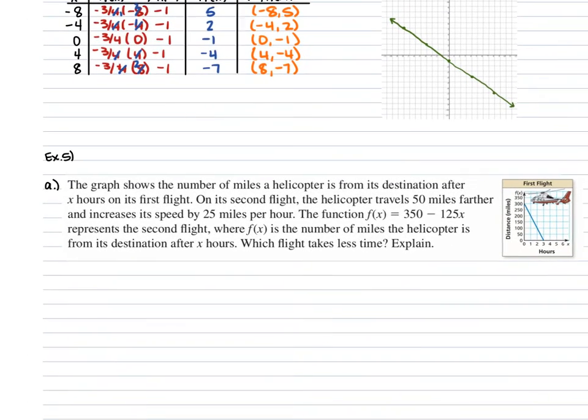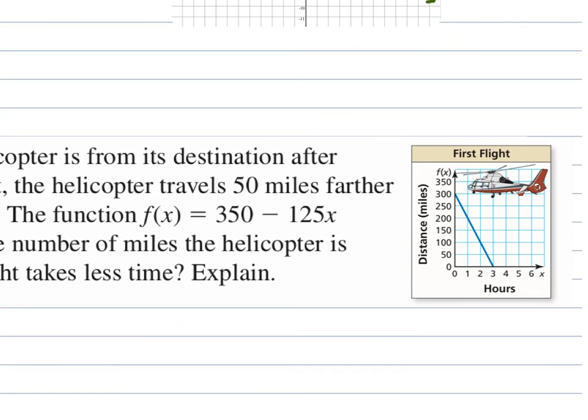For example 5a, it tells us that the graph shows the number of miles a helicopter is from its destination after x hours on its first flight. On its second flight, the helicopter travels 50 miles farther and increases its speed by 25 miles per hour. The function f of x is equal to 350 minus 125x represents the second flight, where f of x is the number of miles the helicopter is from its destination after x hours. Which flight takes less time? Explain.